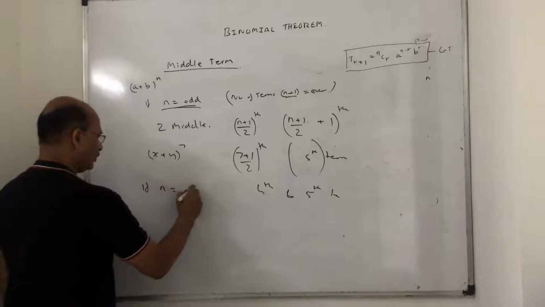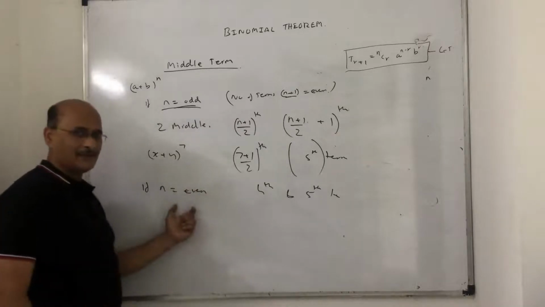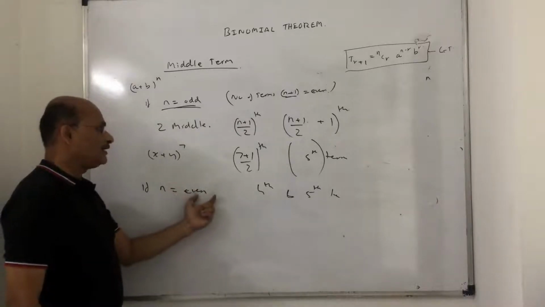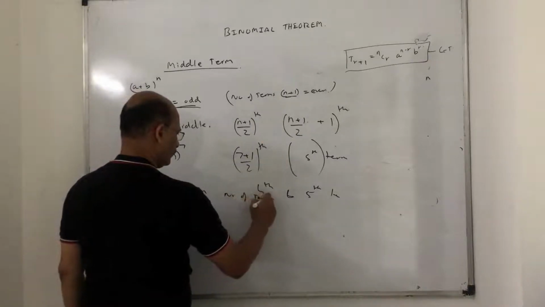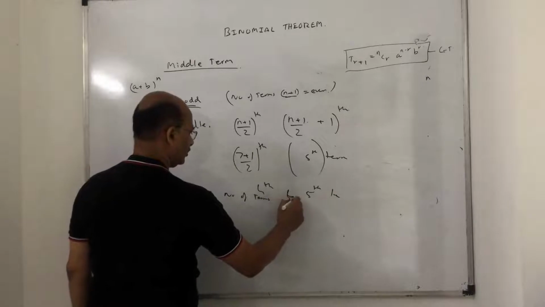Similarly, let us take the next case. If n is even, now this is easier. How I will tell you. If n is even, number of terms will be what? Number of terms will be odd.